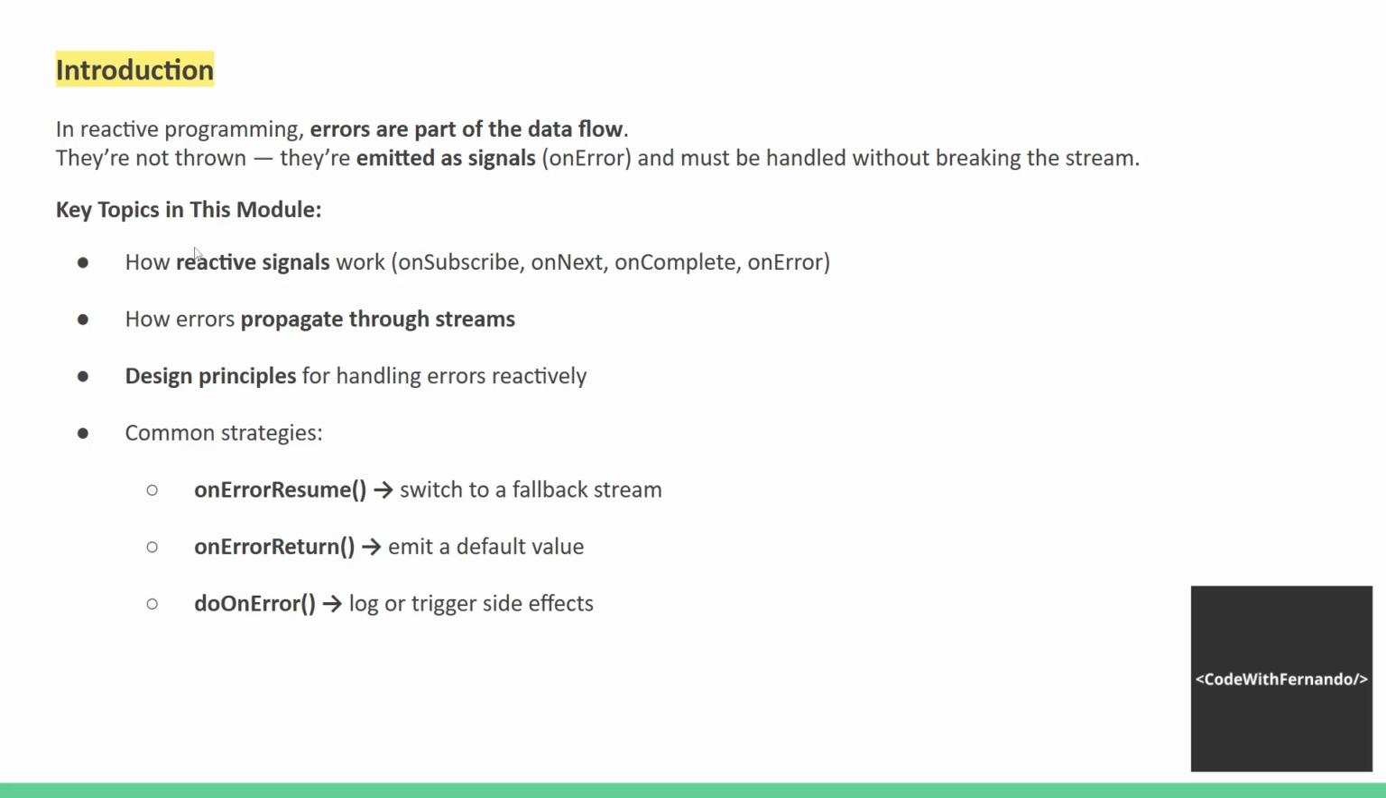What are some key topics that we are going to talk about in this module? We are going to talk about how reactive signals work. We have subscribe, onNext, onComplete, onError. There are 4 in total. Next, we are going to talk about how errors propagate through streams. After that, design principles for handling errors reactively. Finally, we're going to talk about common strategies such as onErrorResume, onErrorReturn, and doOnError.